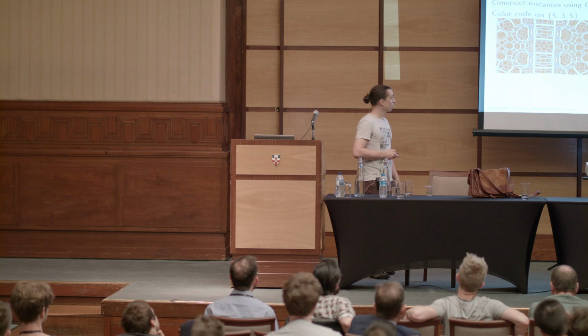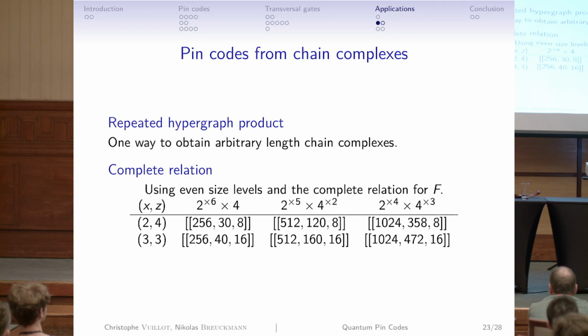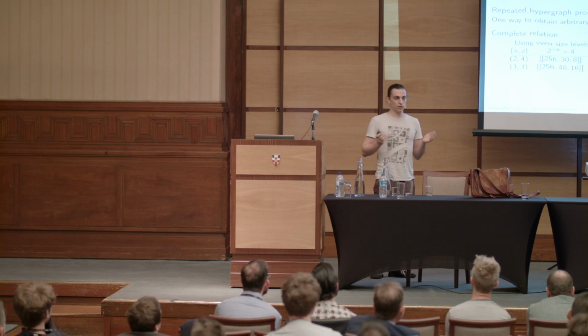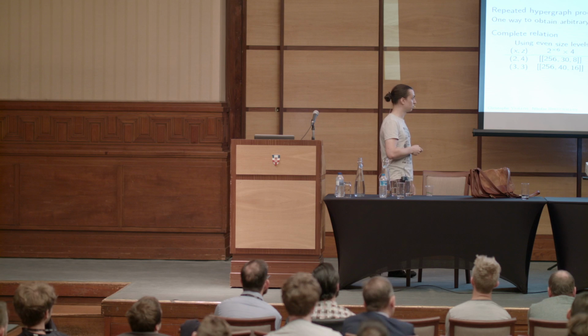Okay, so now let's look a little bit at the other approach, which was the chain complex approach. I've read papers about hypergraph products, so I know a way of building chain complexes: just pick any matrix and take the hypergraph product a few times, and then you have a chain complex. We've done this to build D equal 2 and D equal 3 examples, basically going over all the small binary matrices and looking at what you get. Another thing you can do to more easily build codes with higher D is to take only levels of even size, and then you can always put the complete relation as your flag relation, and this is always going to be a good relation.